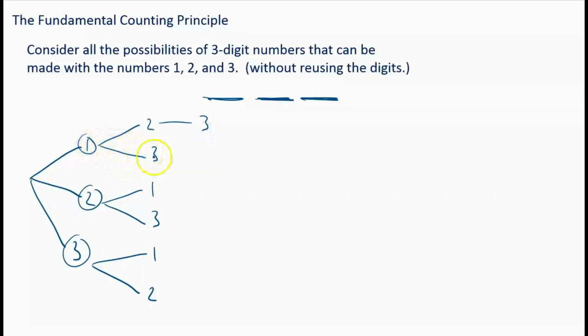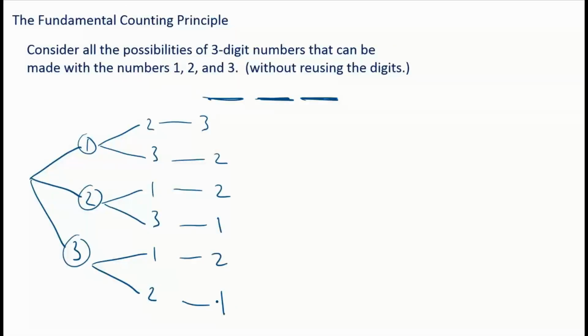And if I've picked 1 and 3, then we need a 2. If I pick 2 and then 1, all that's left to pick is a 3, and 2 and 3 leaves a 1, and 3 and 1 leaves a 2, and 3 and 2 leaves a 1. And we did this in the last video, so if you're struggling with this, please go back and watch it.